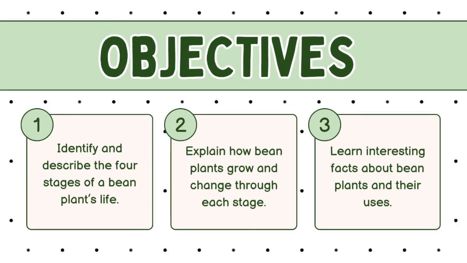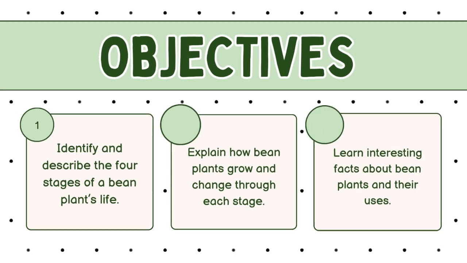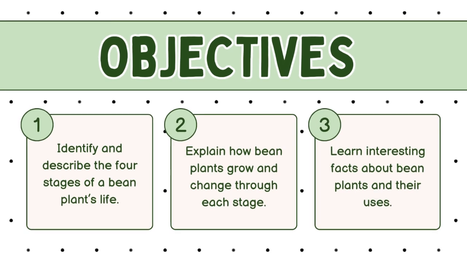Objectives. 1. Identify and describe the 4 stages of a bean plant's life. 2. Explain how bean plants grow and change through each stage. 3. Learn interesting facts about bean plants and their uses.